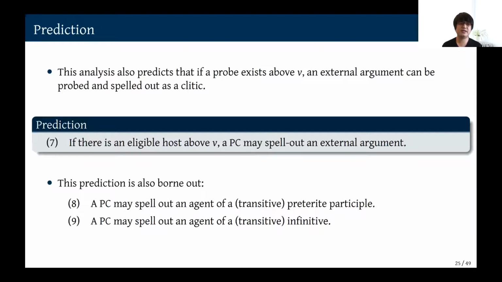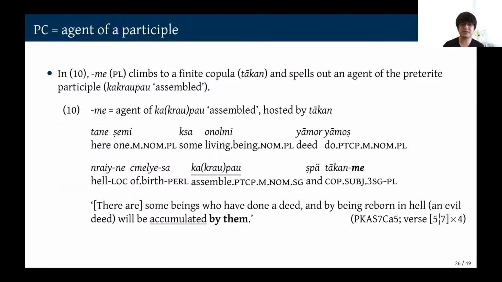And furthermore, this analysis makes a prediction: if a PC is hosted above V, then an external argument can be spelled out as a clitic. And this prediction is also borne out, as in 8 and 9. So a pronominal clitic can spell out an agent of a transitive predicate participle as well as an infinitive. So let's look at these examples.